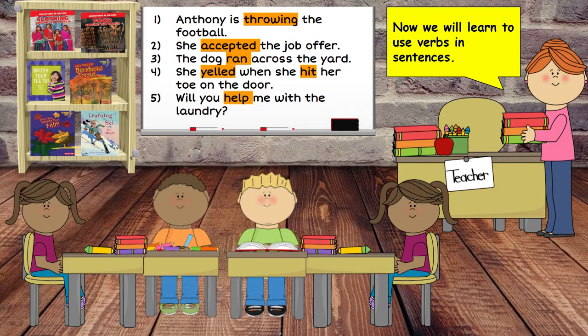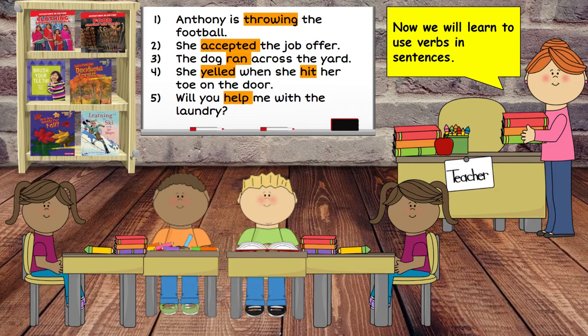Number 1. Anthony is throwing the football. Throwing has been highlighted because it shows action. It is the verb. Number 2. She accepted the job offer. Accepted shows action. It is the verb. Number 3. The dog ran across the yard. Ran shows action. It is the verb in the sentence.